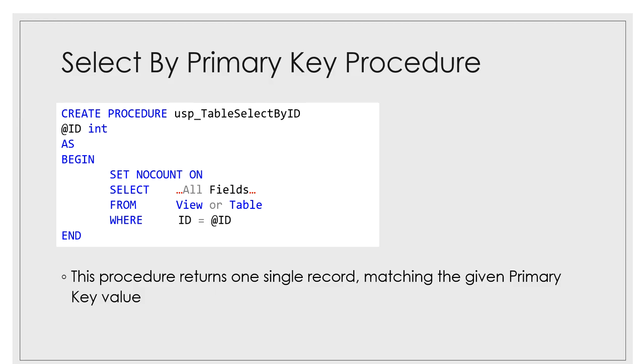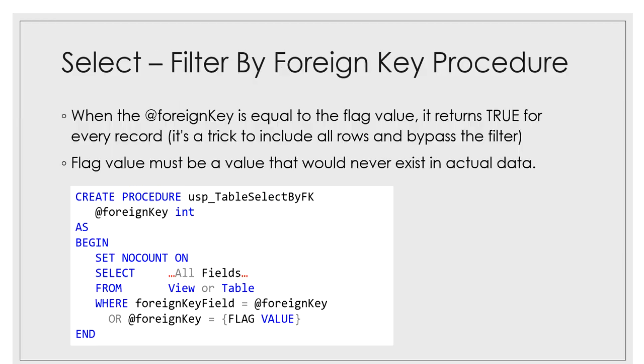And then it's basically the same. We set no count on still. We select all the fields. The only thing we've added here is the where clause, where we're just looking for the one little record that matches our primary key, right? It returns a single record, and away we go.